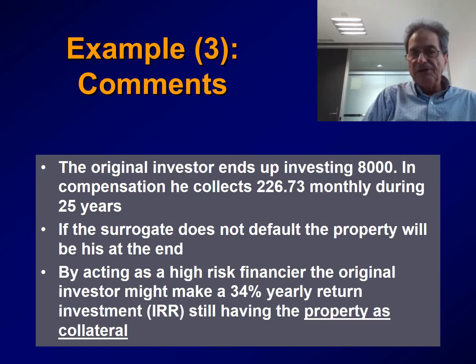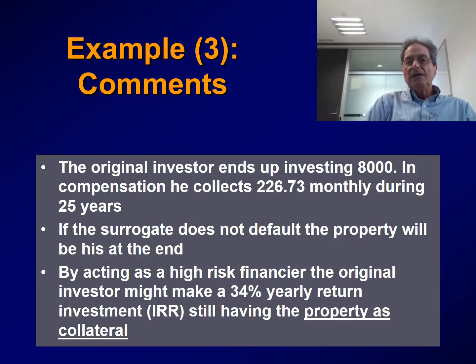Let's comment about these results. The original investor ends up investing $8,000. In compensation, he collects $226.73 monthly during the 25 years, as we saw before. If the surrogate does not default, the property will be his at the end. So the surrogate acquires the property, and the original investor makes a 34% return on investment.